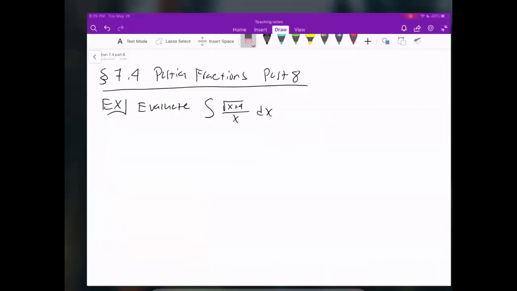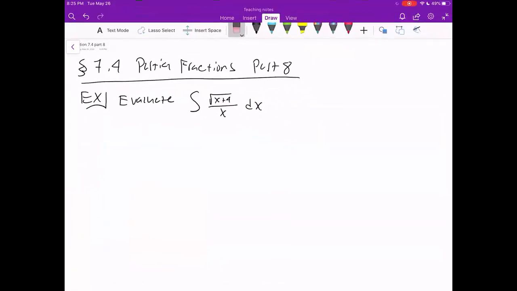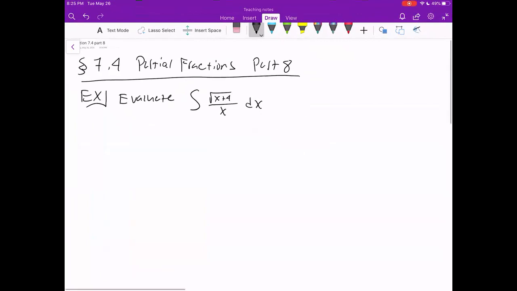Alrighty, so we are going to do this last example for partial fractions. This is partial fractions part 8. This was a really long section. All of these problems took a while to do. So I think there's 9 examples in this section. Each one took about a video. So let's just get through this last one.